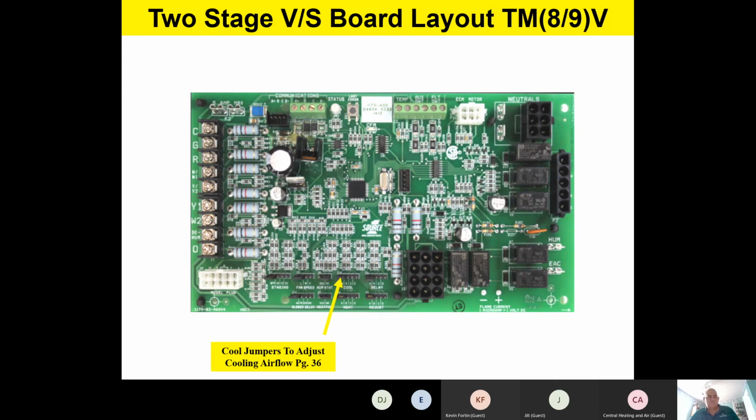Okay, well, good. So cool and the adjust jumper, they work together to set up your cooling airflow. Right below that cool jumper, you have a heating jumper to adjust your heating airflow. So again, look at page number 36 in your handout or in your workbook, and you'll find that on page number 36, there's a jumper selection called heat. And so based on the size of the furnace you have, you'll select your heating airflow.